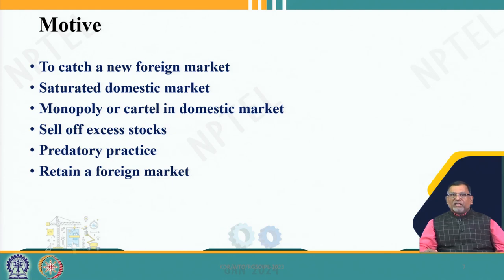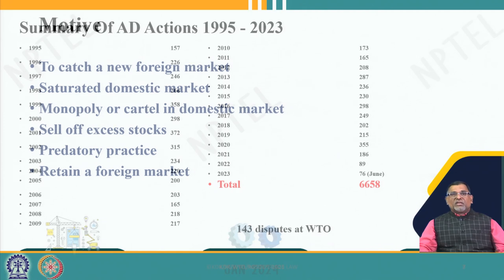And monopoly or cartel formation can also be a reason. Or it may be for selling off excess stocks. The domestic market is not able to absorb them, so they want to sell in the international market. Then another very important reason may be predatory in nature, to drive competitors out of the market, a predatory practice, and even to retain a foreign market. So, all these are some of the reasons for selling companies' products in the international market for lower prices. Any one can be a reason.